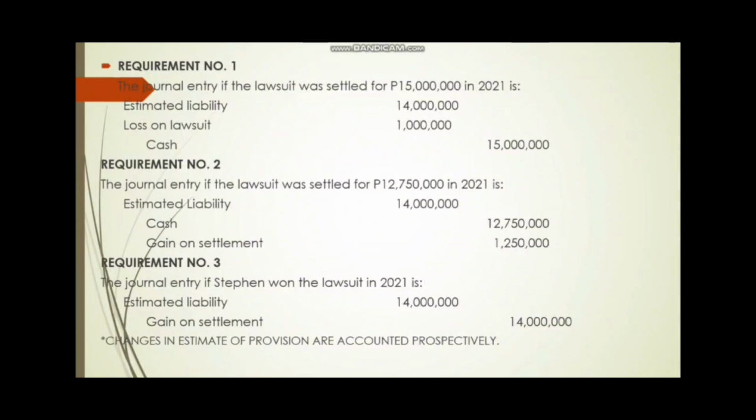And then for requirement number 3, your journal entry if Stephen won the lawsuit in 2021. Simply, your journal entry is estimated liability 14 million and gain on settlement, since he won, so there are no damages to pay. So there is a gain of 14 million. So the changes in estimate of provision are accounted prospectively.